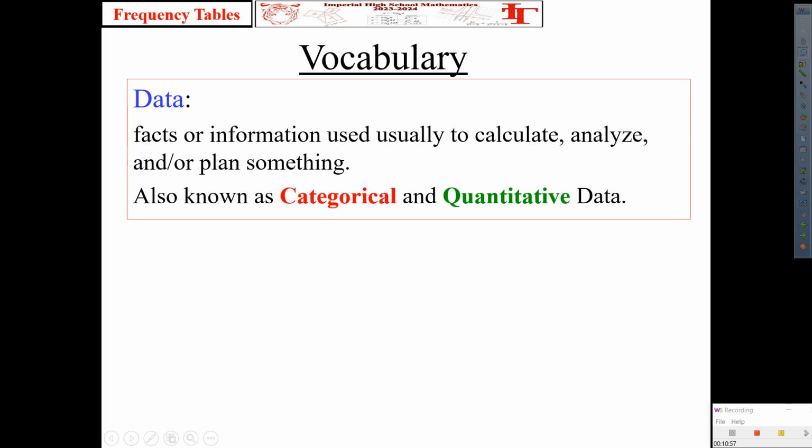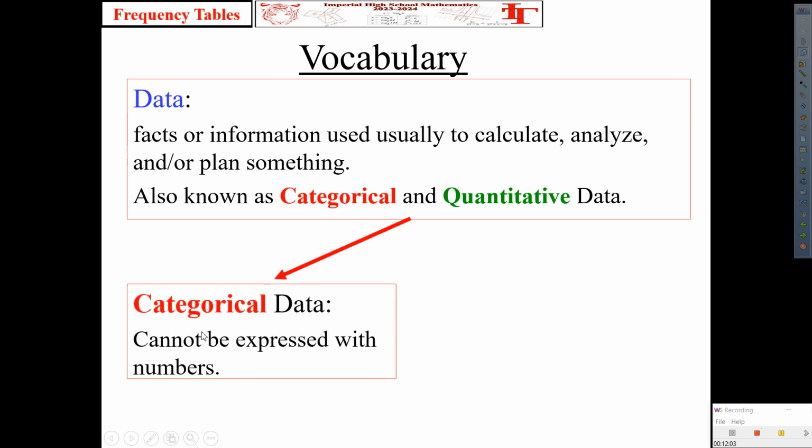Categorical and quantitative. So what is categorical? Categorical means that it's data that cannot be expressed with numbers. Okay? So think about it. If I was to ask a question, what kind of data can I get that is not expressed with numbers?